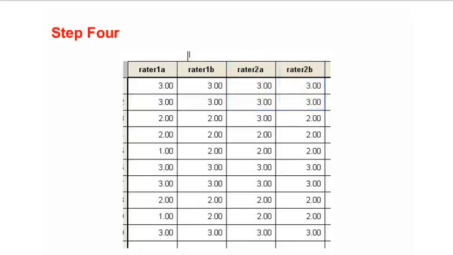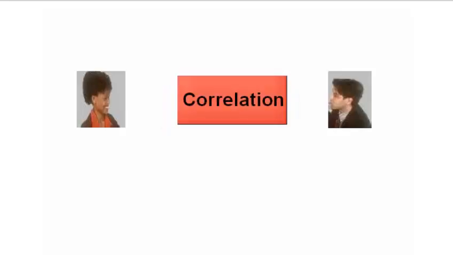Whereas inter-rater reliability is comparing Rater 1's first viewing to Rater 2's first viewing, and then Rater 1's second viewing to Rater 2's second viewing. Moreover, the statistic used to ascertain the reliability between and within raters is called a correlation.